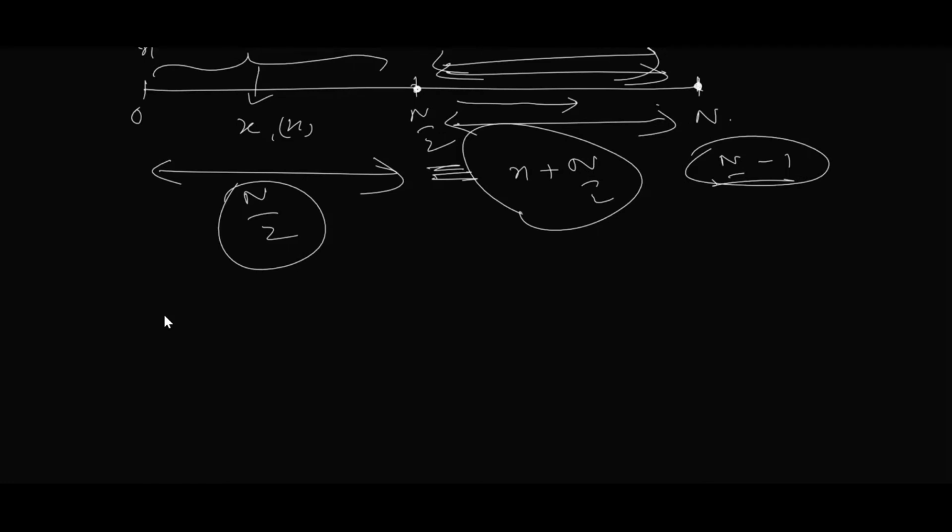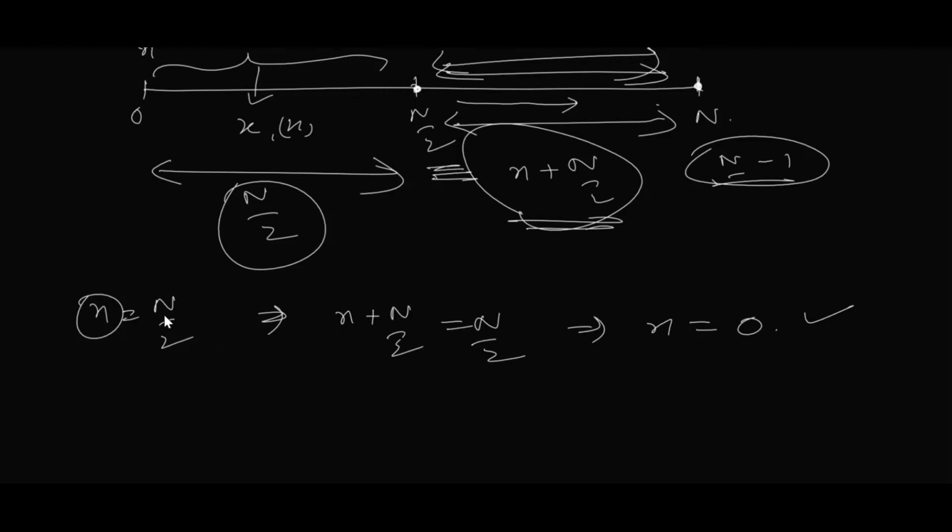Now let us consider the lower limit first, that is n equal to N by 2. So we'll substitute this n with n plus N by 2. So n plus N by 2 equals N by 2, and here n comes out to be 0 only. That is my new lower limit.